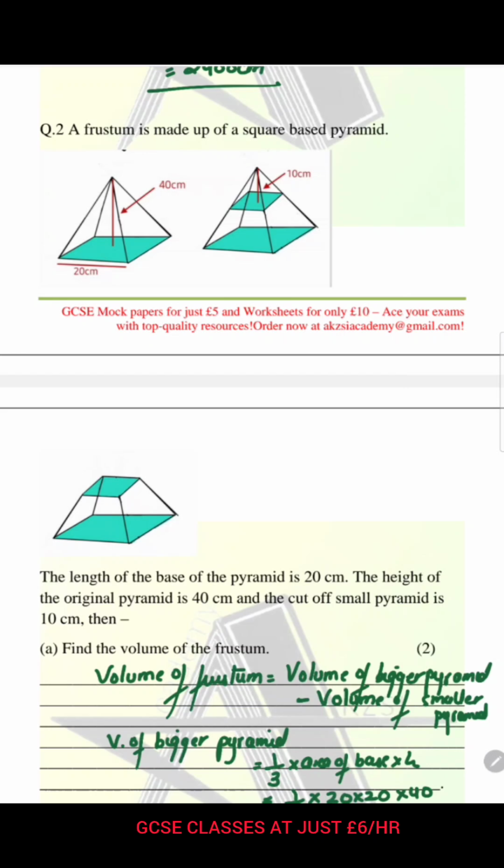In theory, I have explained that the smaller pyramid and the bigger pyramid are actually similar figures, and if they are similar figures, that means their corresponding sides are proportional. So I know that the height of the bigger pyramid is 40 and the height of the smaller pyramid is 10. That means 4 is the scale factor. And if 4 is the scale factor, and this is 20, the smaller one is 1/4 of it. That's the meaning of scale factor.